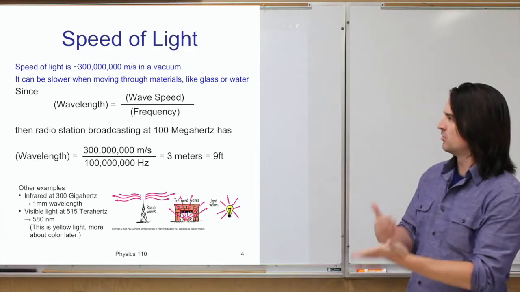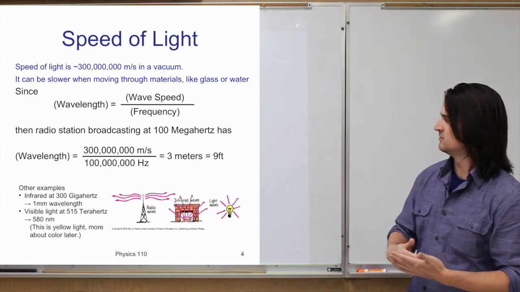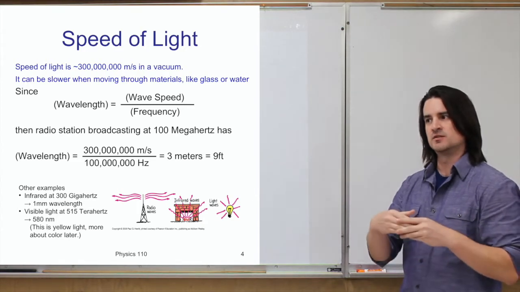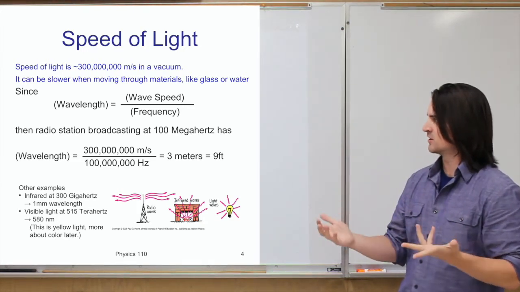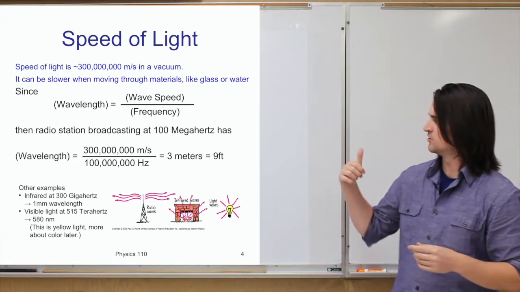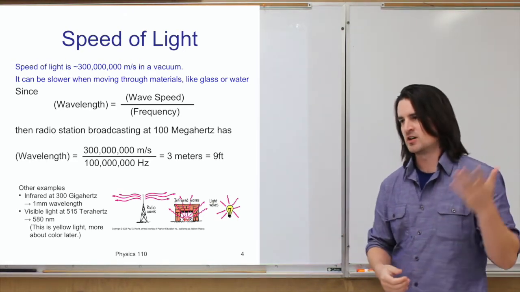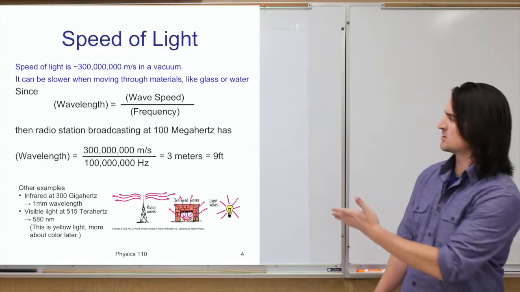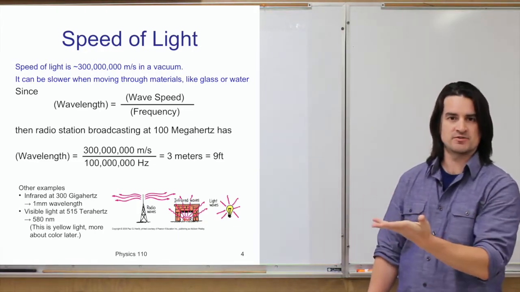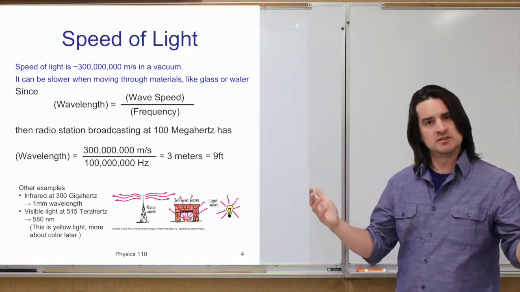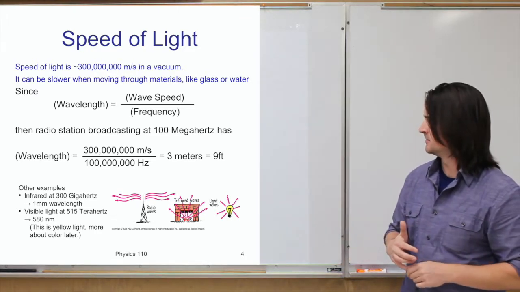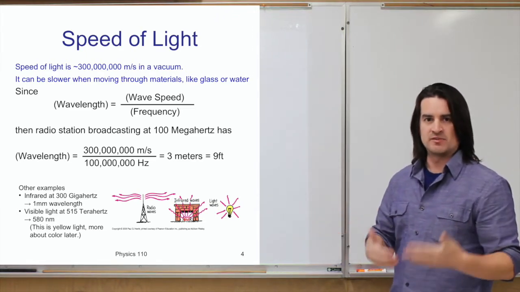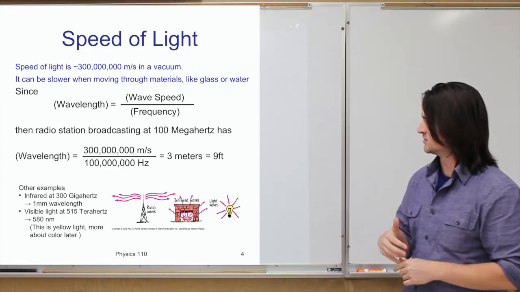But yeah, so if we know light has this speed, then we can think about what the wavelength of some different electromagnetic waves are. So for instance, if you're listening to a radio station in your car, an FM radio, then you might be listening to a station broadcasting at around 100 megahertz. Like 105.3, that's 105.3 megahertz that they're broadcasting at. So you can calculate the wavelength of that electromagnetic wave that's carrying the signal.